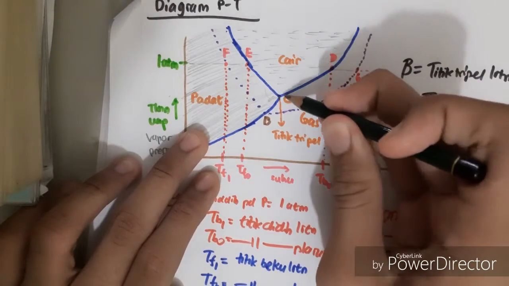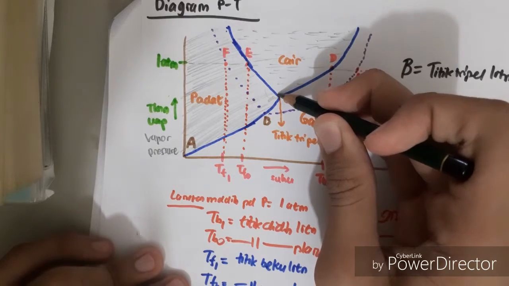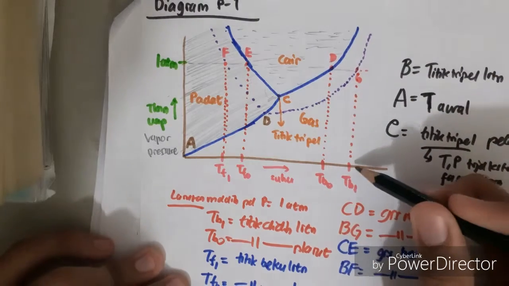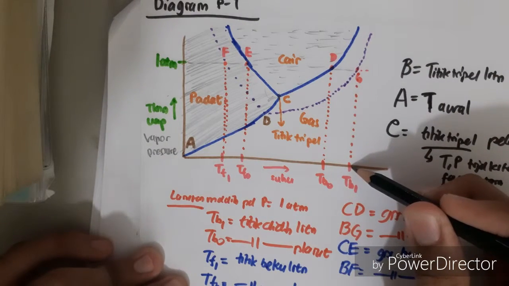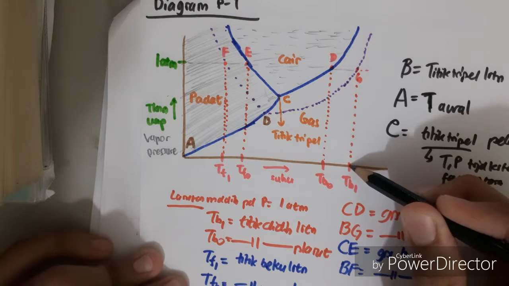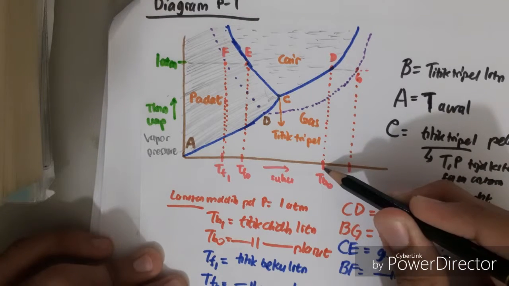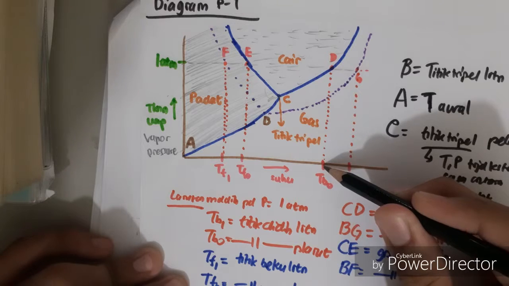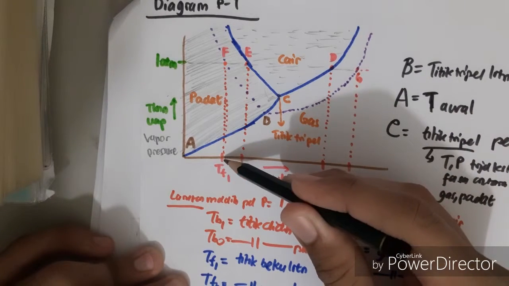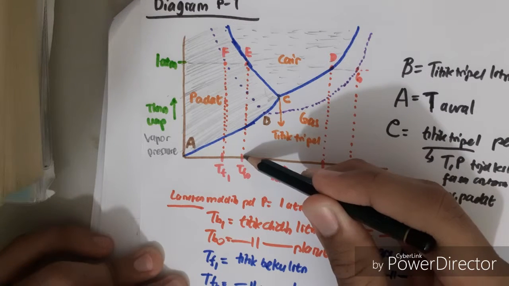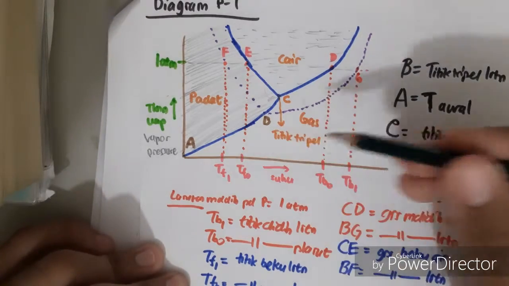This is a diagram of pressure. This is pressure, this is temperature, and this is 1 atmosphere. This is actually a vapor pressure, for those of you who didn't understand Indonesian. This is solid. This area is liquid, this is gas. This point C is the triple point. TB1 is the boiling point of solution. TB0 is the boiling point of the solvent. TF1 is the freezing point of solution. TF0 is the freezing point of solvent.